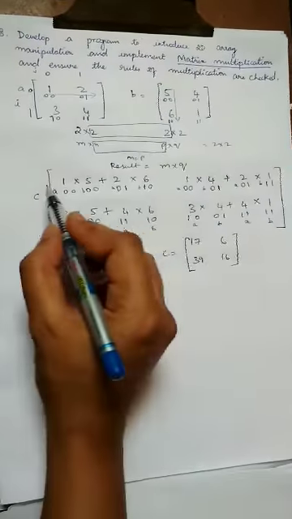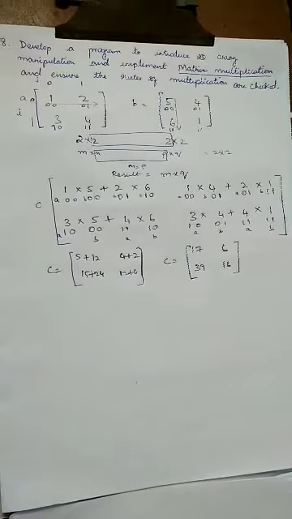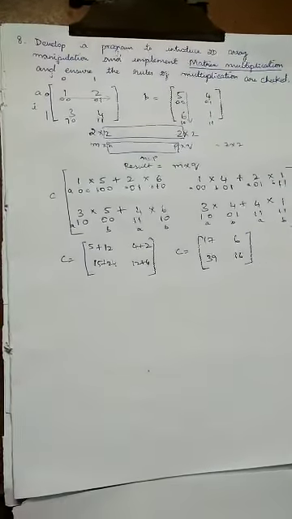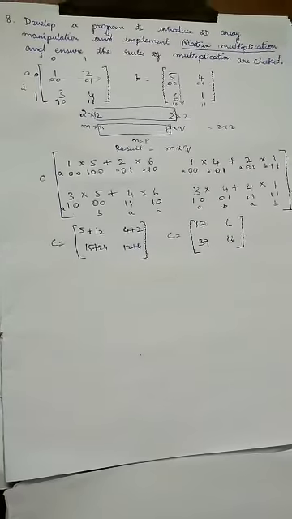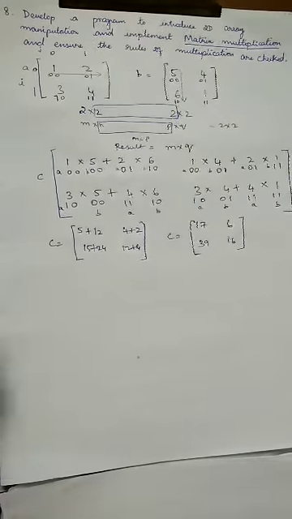Now you know how to do multiplication. Now how to write the code for this? We have to use a two-dimensional array and do this. So how to do it?